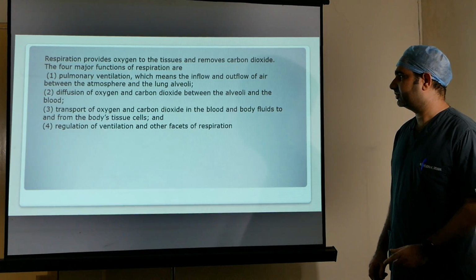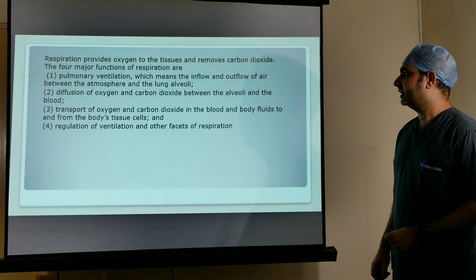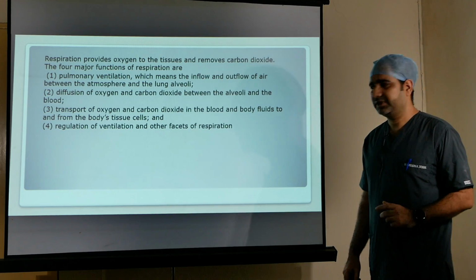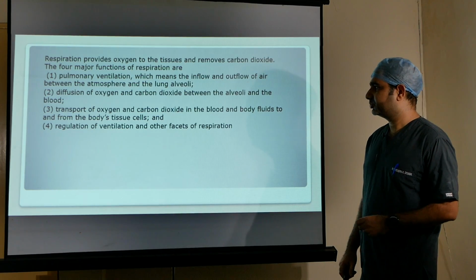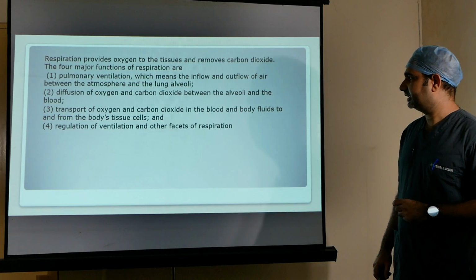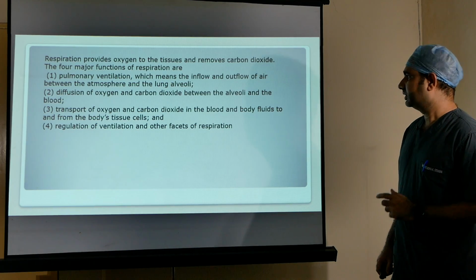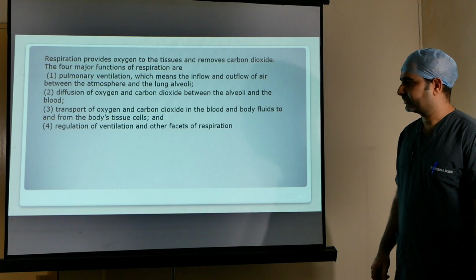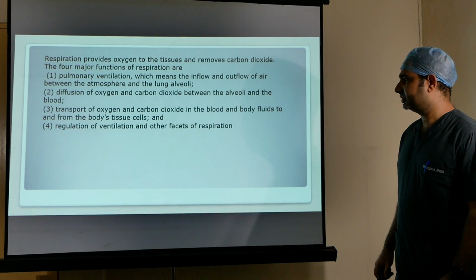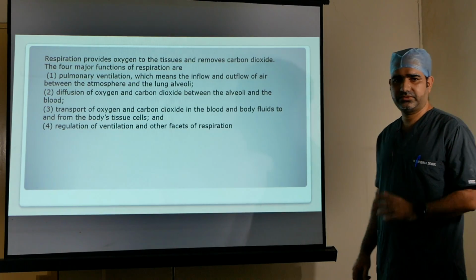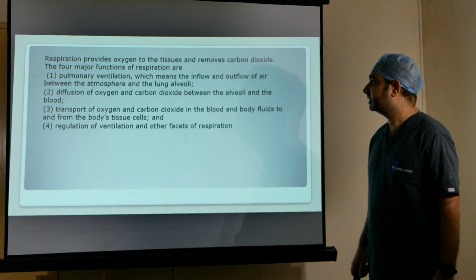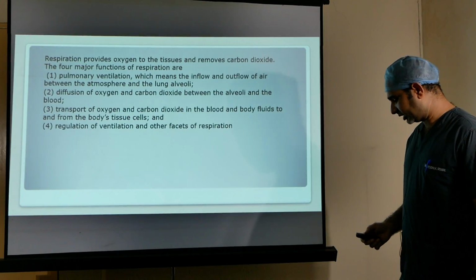Second one is the diffusion of oxygen and carbon dioxide between the alveoli and the blood. Third, the transport of oxygen and carbon dioxide in the blood and body fluids to and from the body tissue cells. The fourth one is the regulation of ventilation and other facets of respiration. So we are going to discuss today the diffusion of oxygen and carbon dioxide.